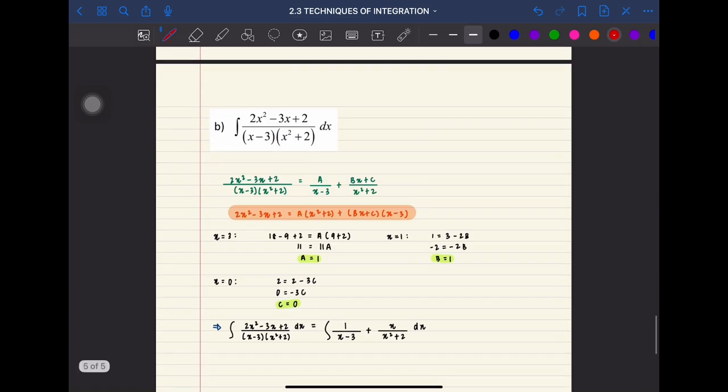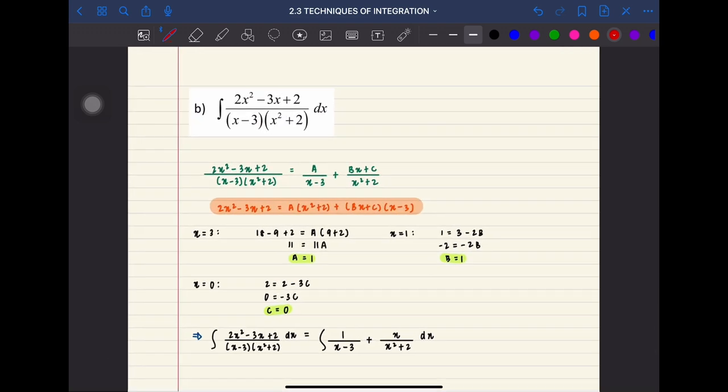Okay, for the last question, for B, it's the same step. So for this one, you cannot factorize this one, so just leave it like that. Also for the denominator, we have one linear factor, and also we have a quadratic that cannot be factorized. So that's why we're going to decompose the function to become a divided by the first linear factor, x minus 3, and then for the quadratic that cannot be factorized, the numerator must be linear, which is bx plus c.